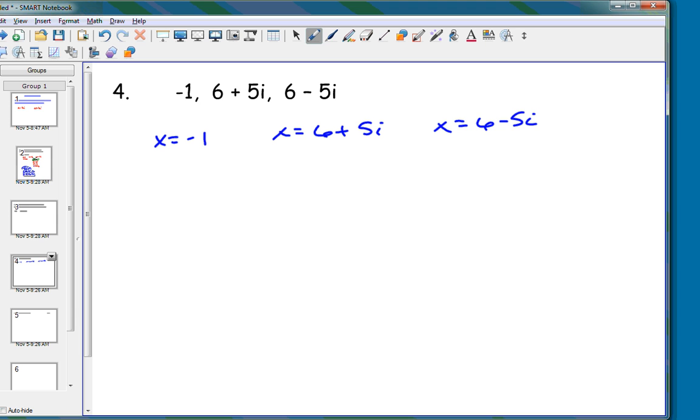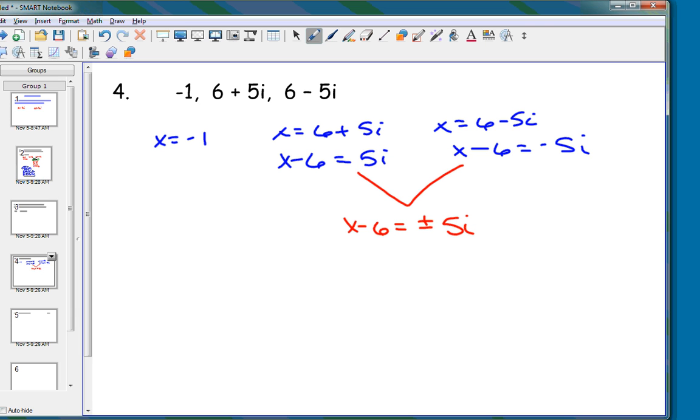Yes? What's that? I didn't figure out what to do. Okay, so now what do I do? I bring the 6 over, right? So I have x minus 6 is equal to 5i, and x minus 6 is equal to negative 5i. Well, how can I rewrite that? So these two can become x minus 6 is equal to plus or minus 5i, right? How do I get rid of that plus or minus? Square both sides.